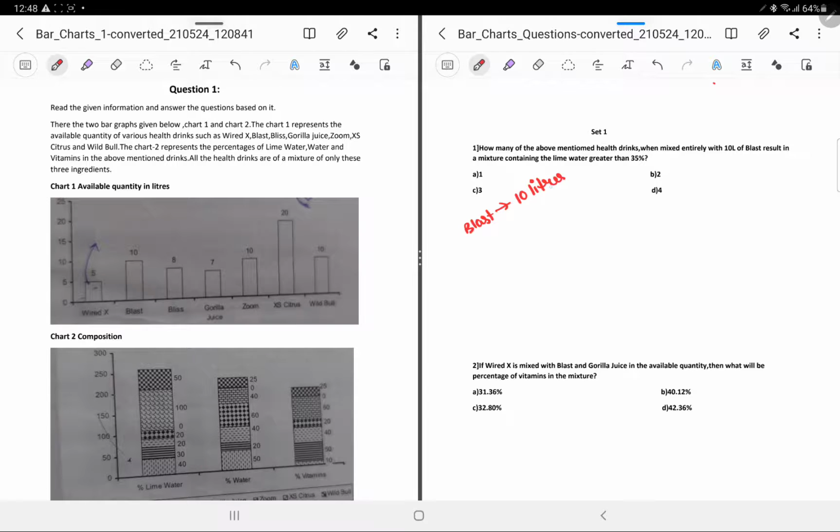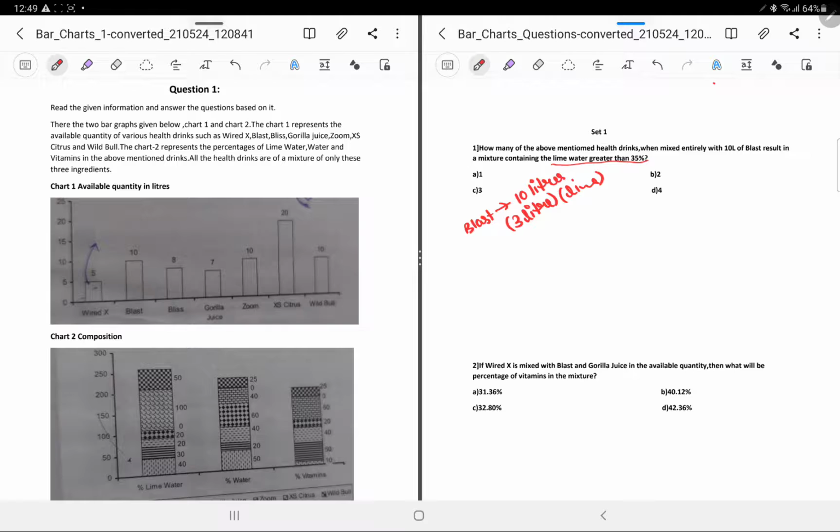And the lime composition of the Blast is given as 30%. So 30% of 10 is 3, so 3 liter is the lime. The percentage of the lime in this is 30%. And what we are asked is, for different drinks, when mixed with Blast, when will they make a lime water concentration greater than 35%? Okay, so how can we approach it?